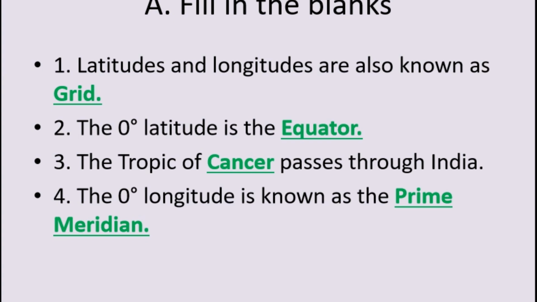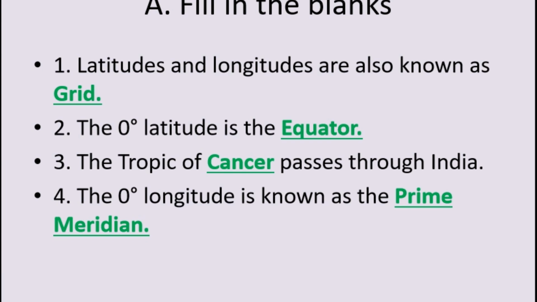Okay, so moving on with the third one, the Tropic of Cancer passes through India. So remember, there is another line which is passing through India. It's a latitude which is passing through India. It is known as Tropic of Cancer.